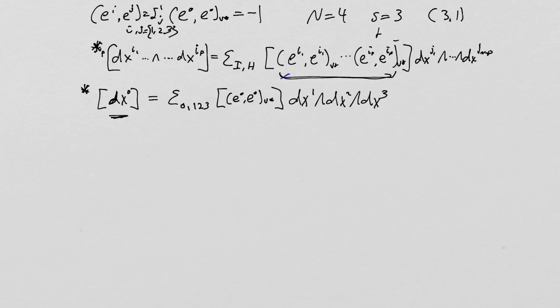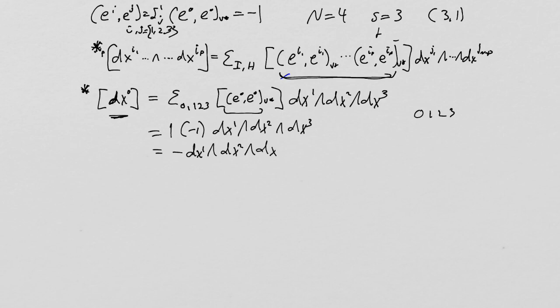This guy turns out to be 1, right? Because the sequence 0, 1, 2, 3, no flips, 0 is an even number. So that's good. This guy turns out to be -1, though. And then you have dx1 wedge dx2 wedge dx3. And so this is negative dx1 wedge dx2 wedge dx3. So the Hodge dual of dx0 equals the opposite of dx1, dx2, dx3.